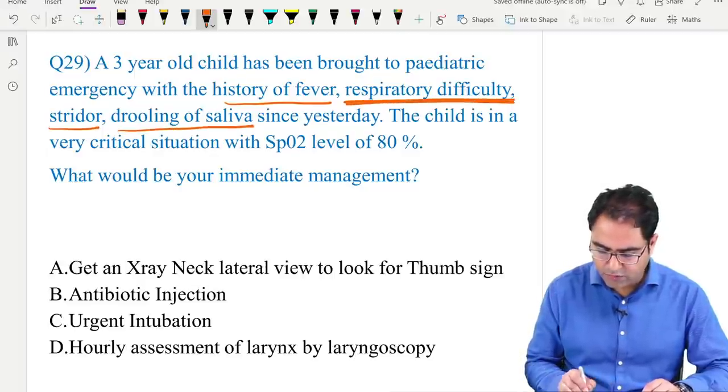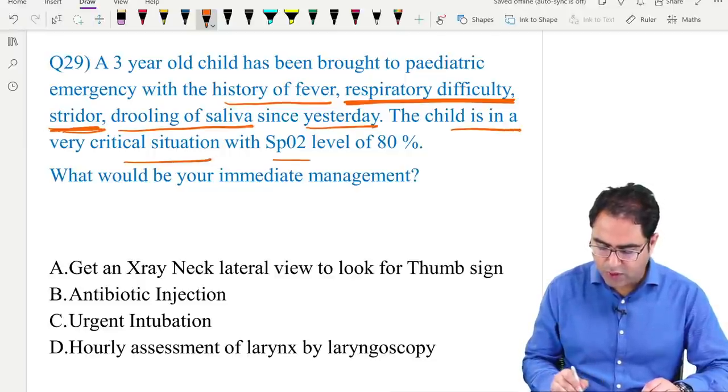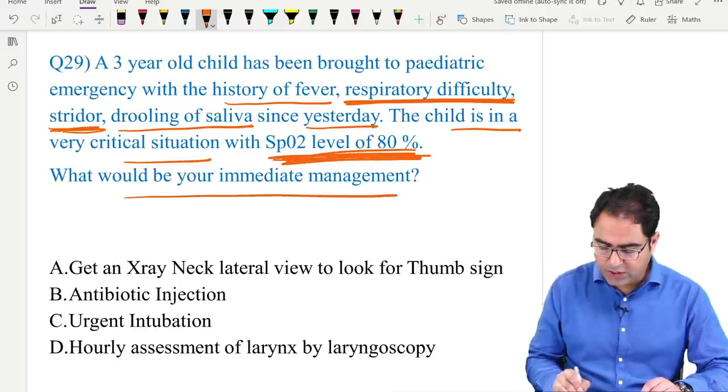Stridor, drooling of saliva, noisy breathing, a sick patient. The child has an SpO2 level of 80%, beta. This is a serious patient, beta. What would be your immediate management?